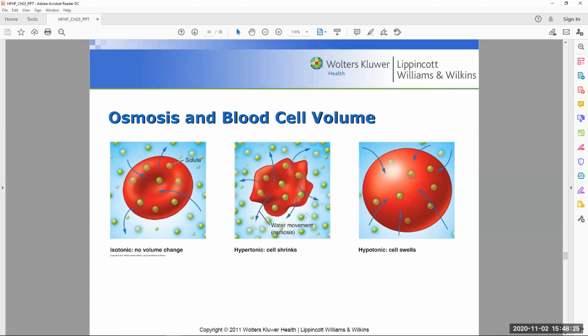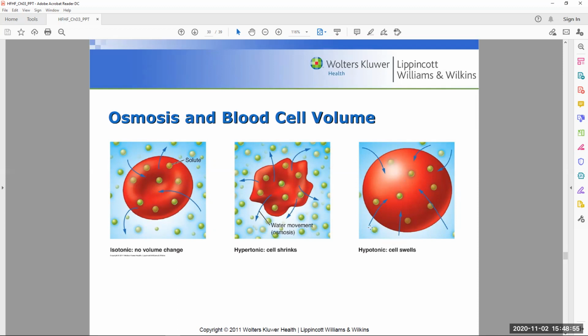Hypertonic means that the solute concentration is higher on the outside. So therefore the water concentration is relatively low as compared to the inside of the cell. So water moves down its concentration gradient, high within the cell to outside, low in the external environment. Water moves out of the cell, causing the cell to shrink. And by extension, you have the opposite happening in a hypotonic environment.